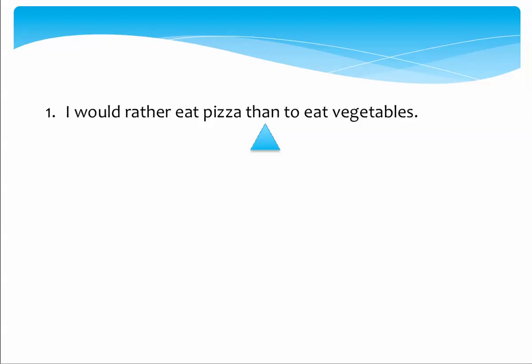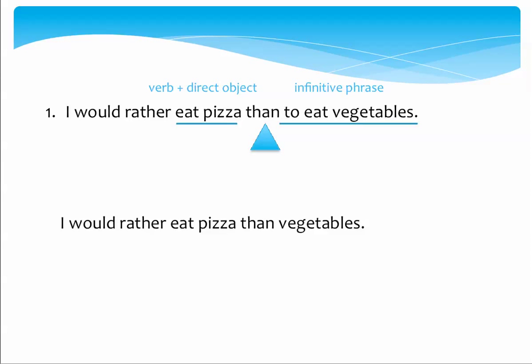I find the joining element, in other words, the conjunction. Then I look at, okay, what is this conjunction bringing into balance? Eat pizza and to eat vegetables. Here I have a verb and a direct object and an infinitive phrase. So the difference, yes, is only one word, but it makes a big deal in terms of the structure of this sentence. So to make it parallel, I want to make sure my two parts are the same.